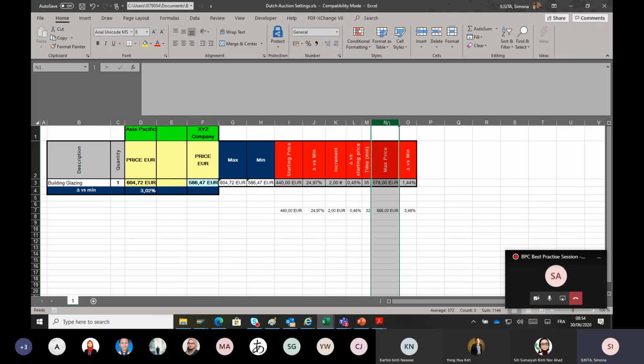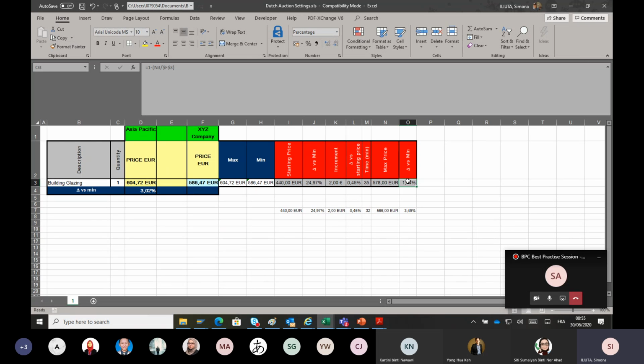The maximum price will be shown if no bid is displayed. And for the maximum price, what do you see? You see that this is always lower than the last price from the RFP. So never go higher than this price. And last but not least, this is the saving. It's a delta of the maximum price versus the minimum.